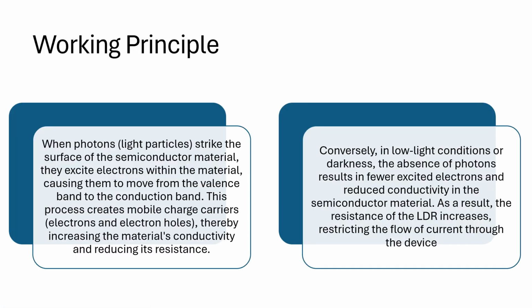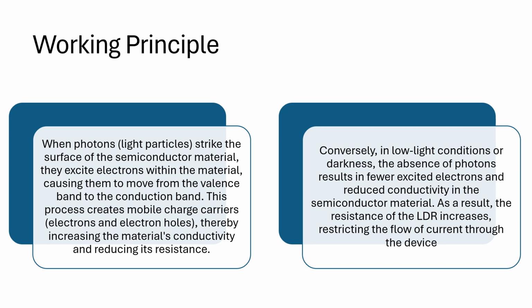Working principle. The working of an LDR is based on the photoconductive effect, wherein the electrical conductivity changes when exposed to light. When photons strike the surface of the semiconductor material, they excite electrons within the material, which causes them to move from the valence band to the conduction band. This process creates mobile charge carriers, electrons and holes, and thereby increases the material's conductivity and reduces its resistance.